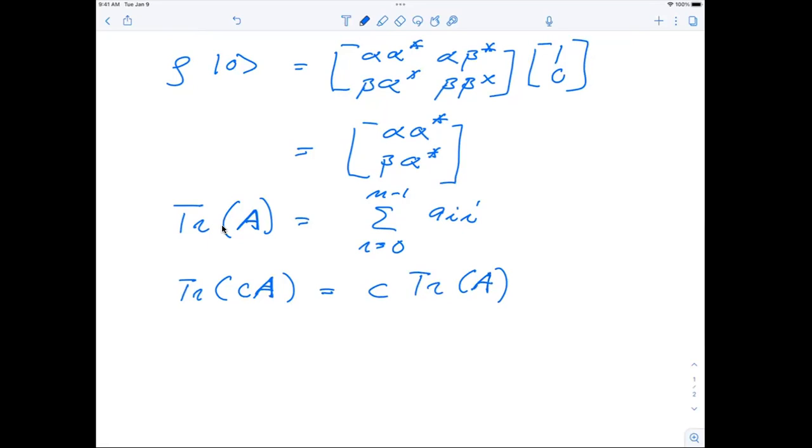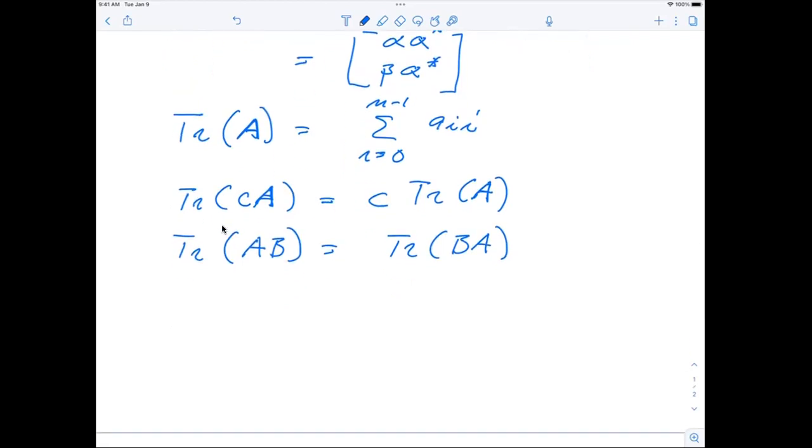If I take the trace of two matrices, this is invariant under a change of the order of multiplication. So this is given by the trace of B times A. So this is another property. If we have tensor products, so suppose now we have performed the tensor product of two matrices.